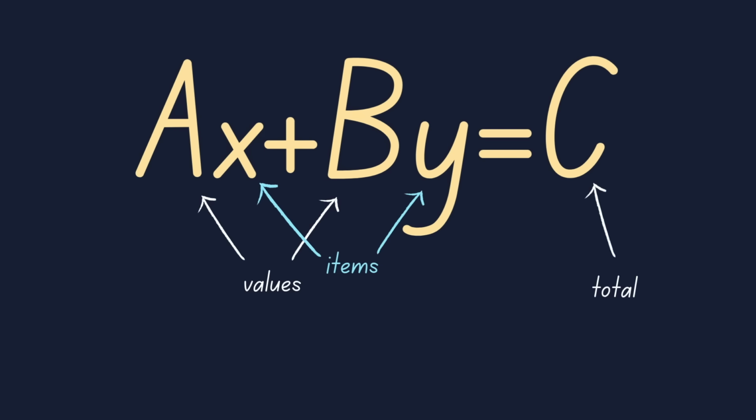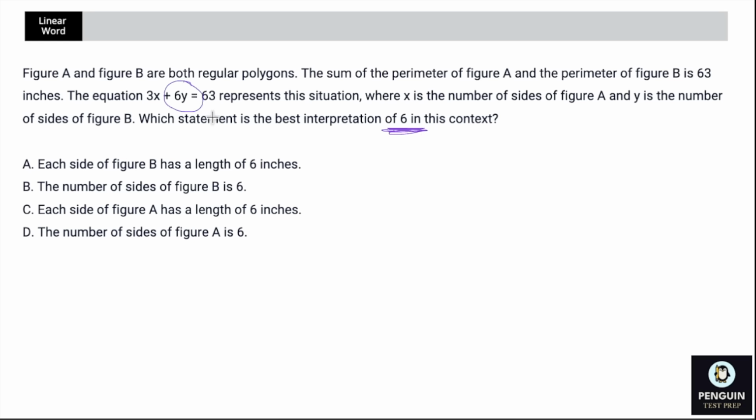It's asking us about 6, which happens to be attached to y. So we're looking for a value attached to y. According to this, y is the number of sides in figure B. So the value attached to the number of sides in figure B would probably be something like each of those sides is 6 inches. So I'm looking for each side of figure B has a length of 6 inches, which is choice A, and I got my answer.